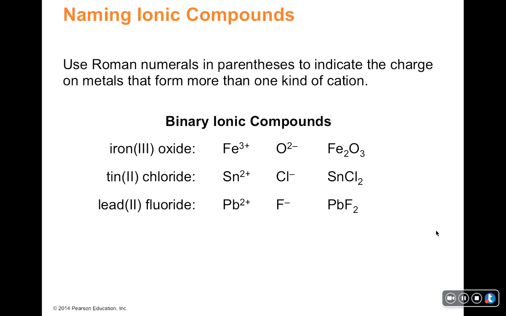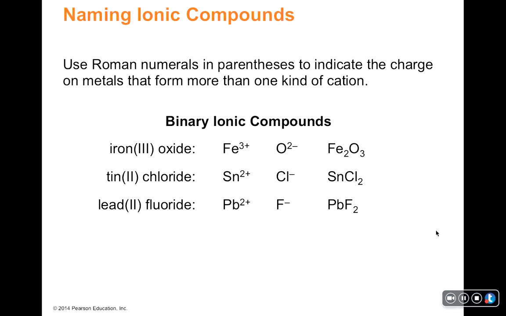Recall that the ones aren't written. So we go back and check those. We have 1 tin with a +2 charge, so total charge on tin is +2. We have 2 chlorine ions, each have a charge of -1. So total charge on chlorine is -2. +2 and -2 give us 0. The last one, lead 2 fluoride. Again, swapping those charges, you end up with PbF2, so 1 lead and 2 fluorine ions in that compound.